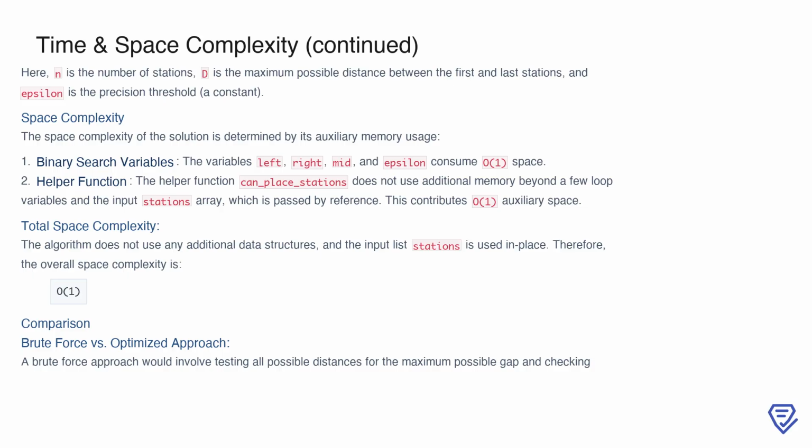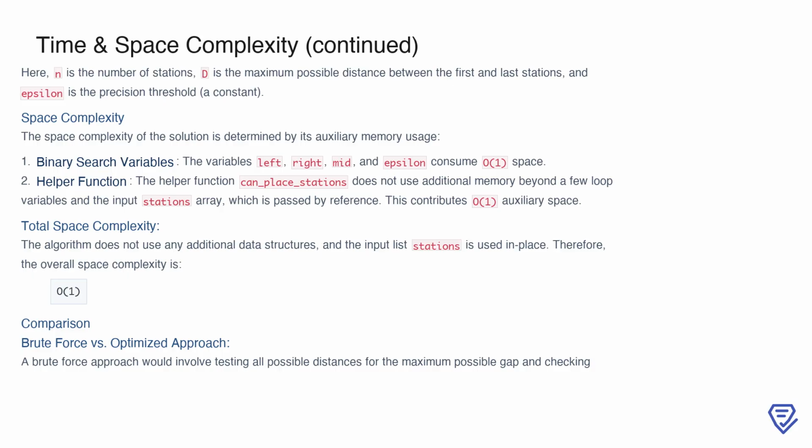Moving on to space complexity, the solution is highly efficient in terms of memory usage. The binary search process only uses a few variables, left, right, mid, and epsilon, all of which consume O(1) space. Similarly, the helper function can_place_stations does not require any additional data structures. It operates directly on the input stations array, which is passed by reference, and only uses a few loop variables. Therefore, the auxiliary space required by this algorithm is also O(1). Altogether, the space complexity of the entire solution is constant.